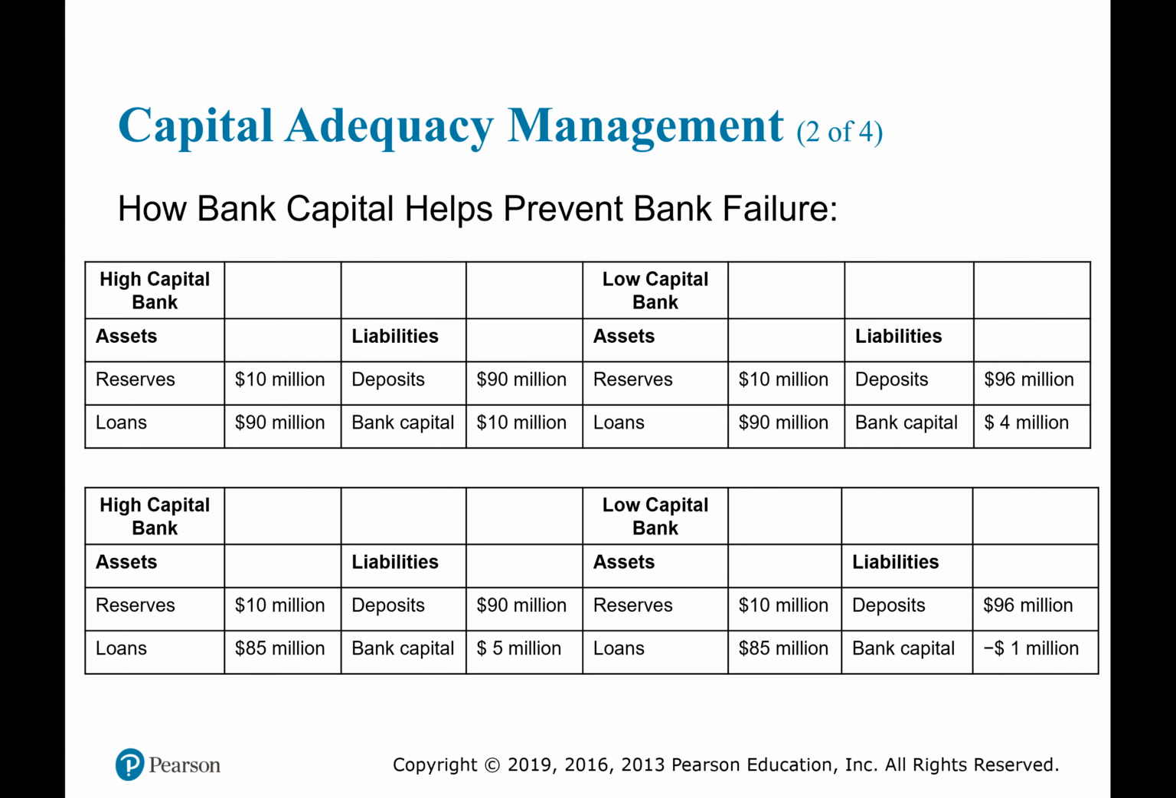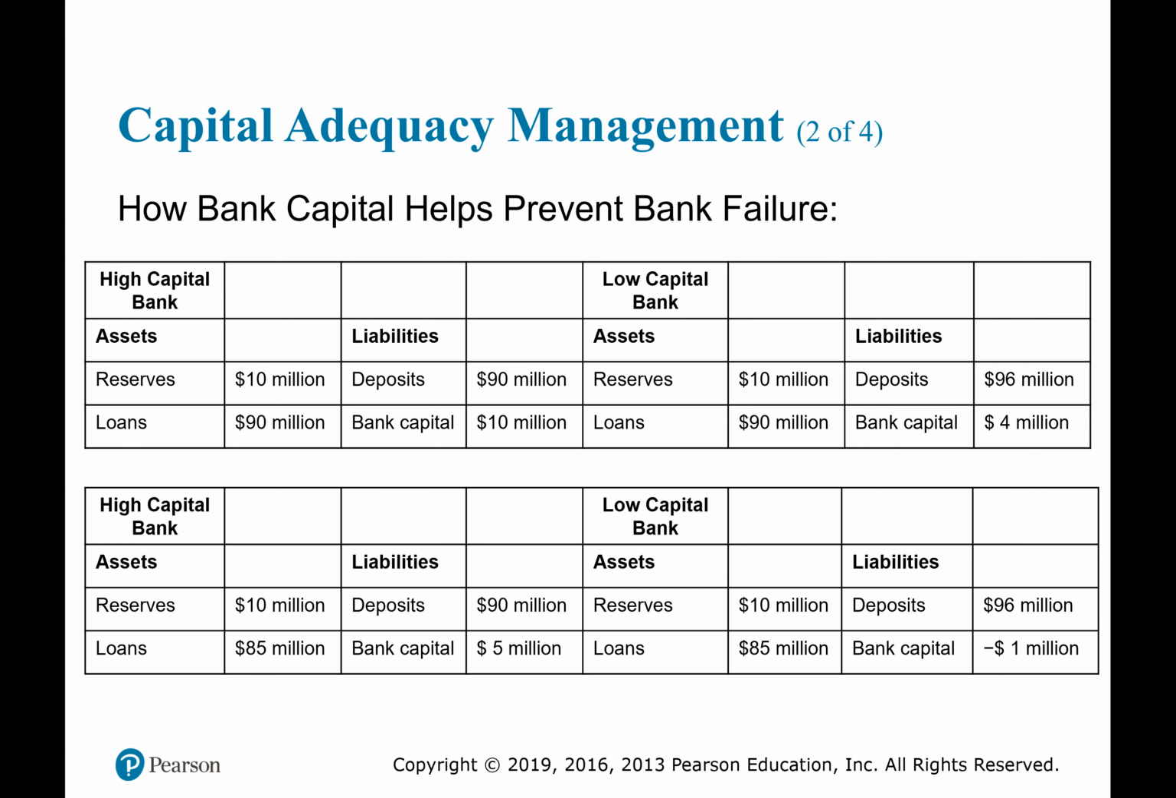Okay, so let's look at a situation where, so those are the two different types of banks. So on the right hand side, the low capital bank has more deposits. That means the shares are worth less.